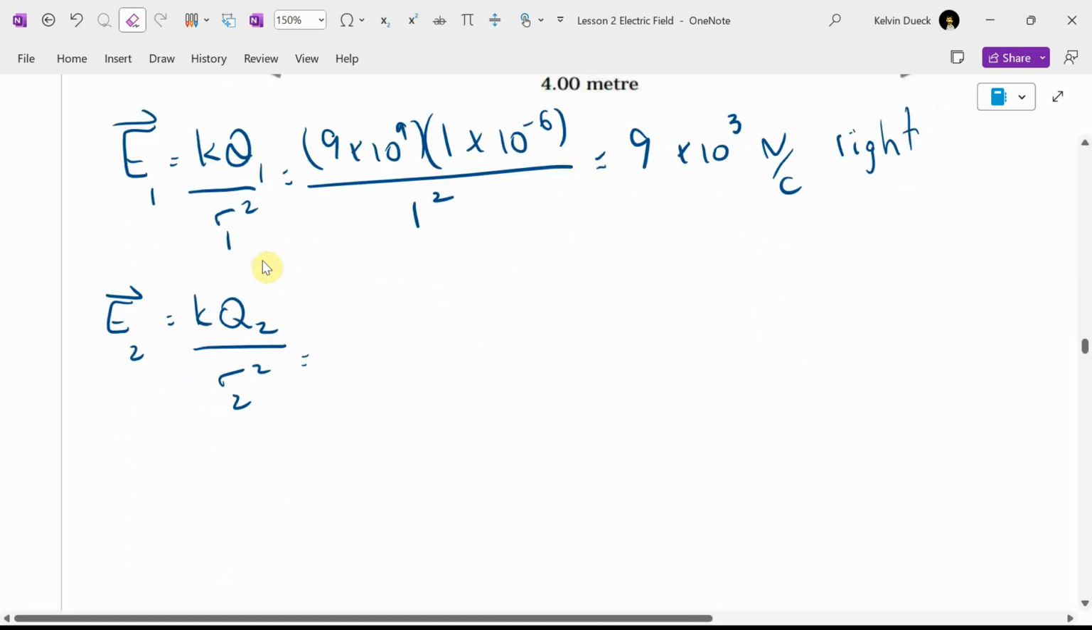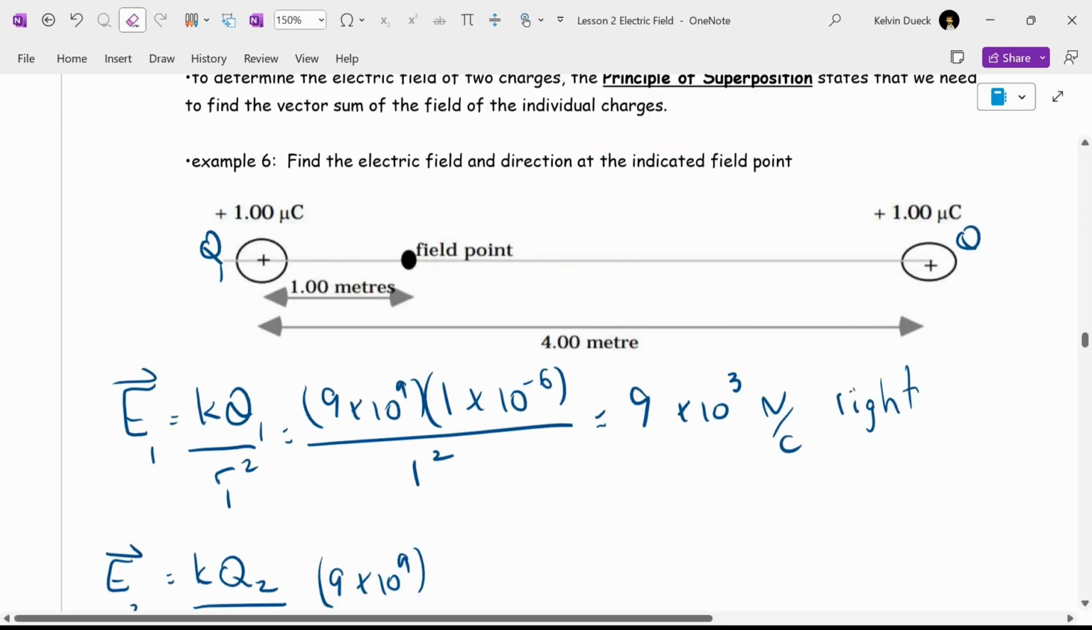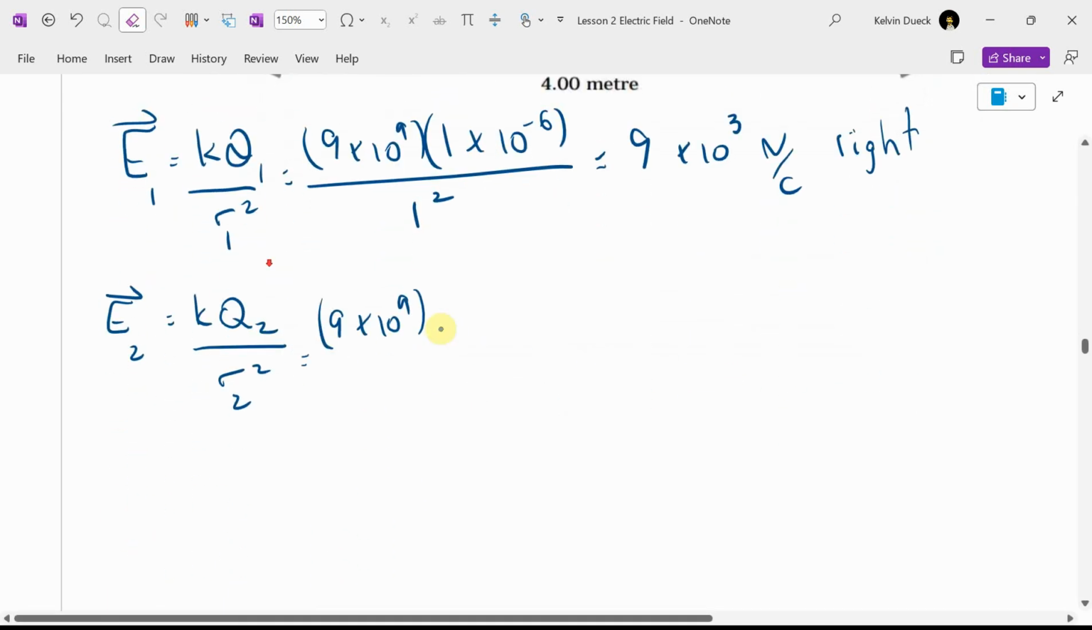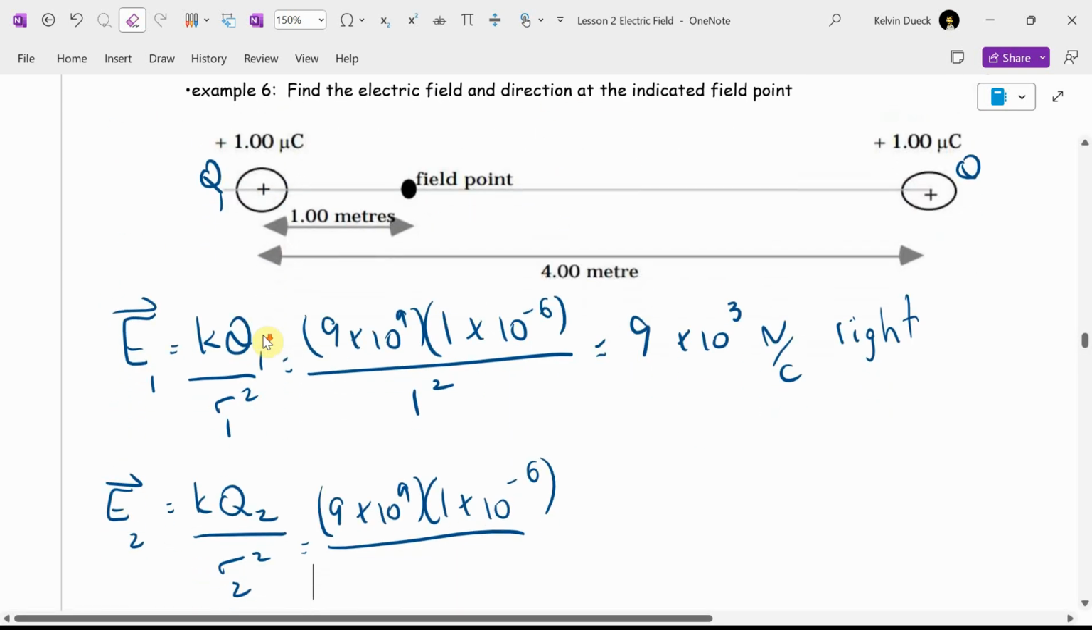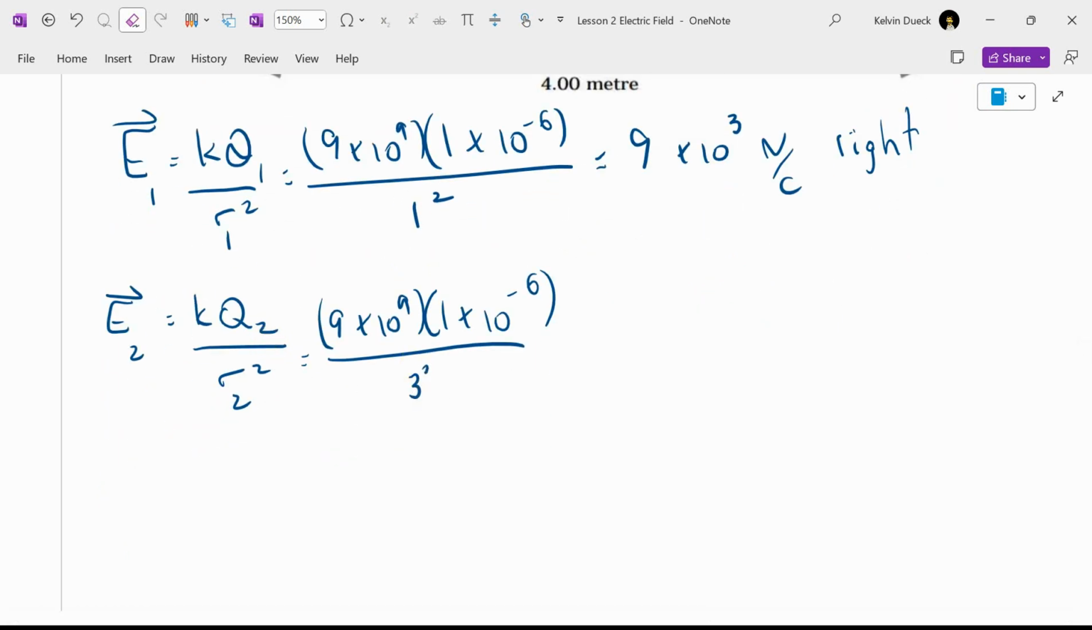Let's repeat. Charge 2. It's going to be 9 times 10 to the ninth, also 1 times 10 to the negative 6, divided by, what's R2? Don't say 4. I will try and suck you into making a silly mistake like that by giving you the total distance and seeing, oh, there's a 4 in the question, I better put a 4 in my work. It's 3.